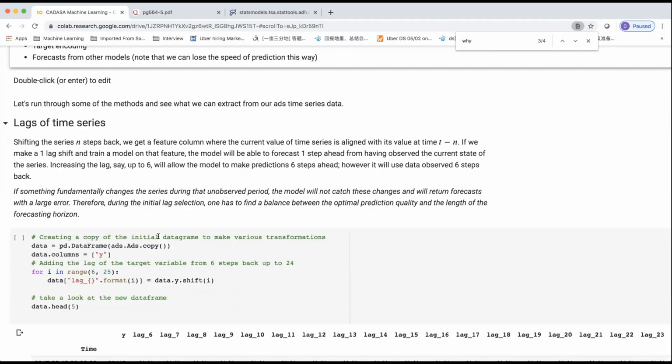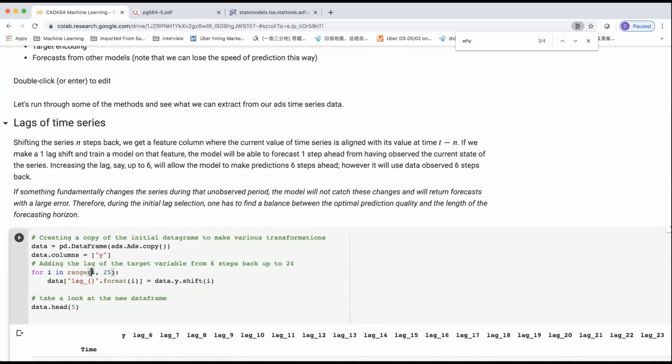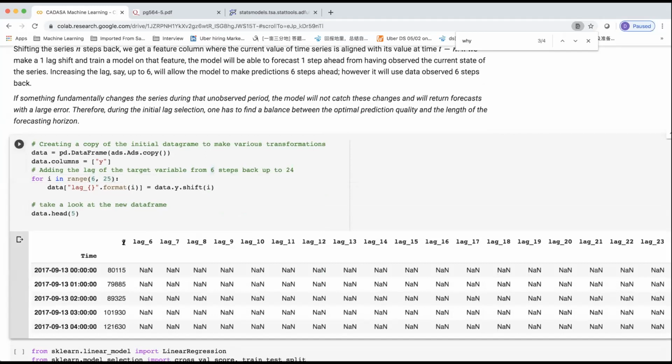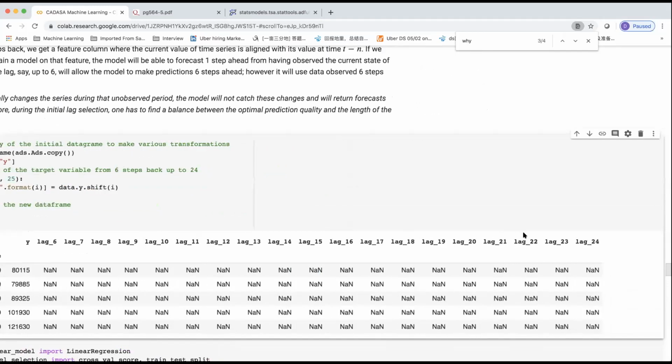So the first part is we actually make a number of lags here. The number of lags starts from 6 until 24. So it's going to be t minus 6, t minus 7 until t minus 24 here. So as you can see here, y lag 6 until 24.